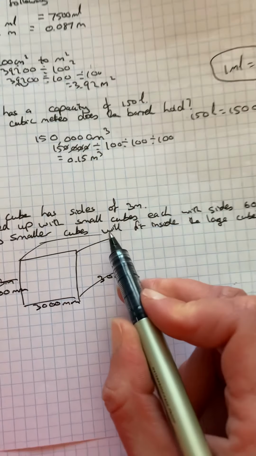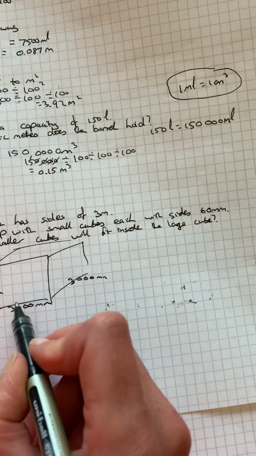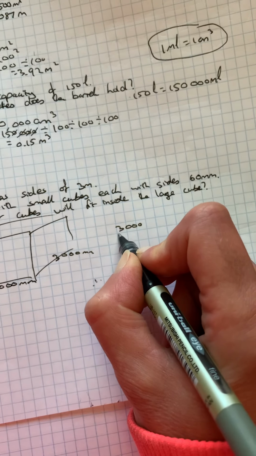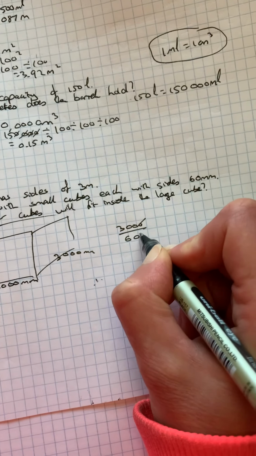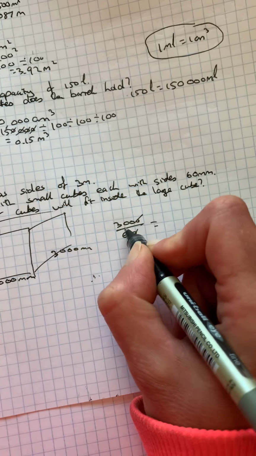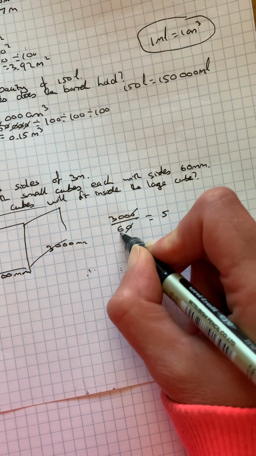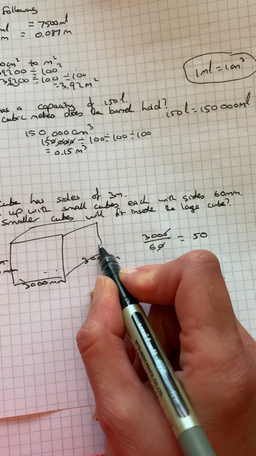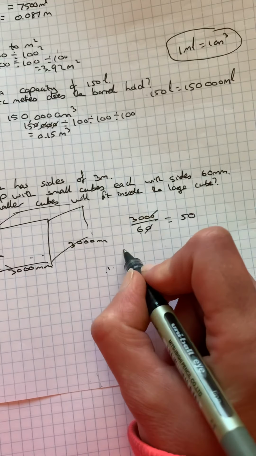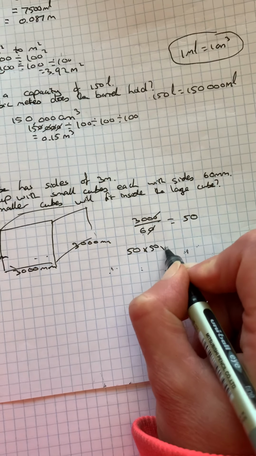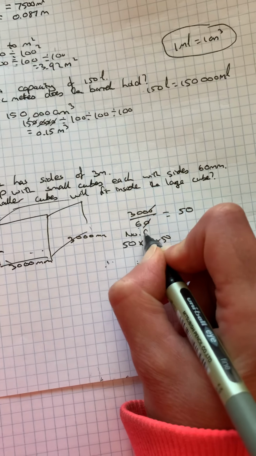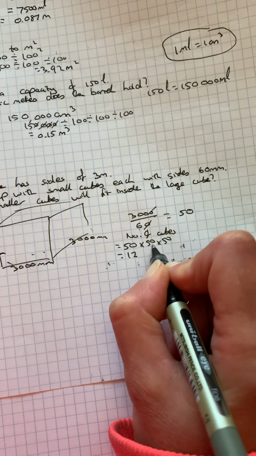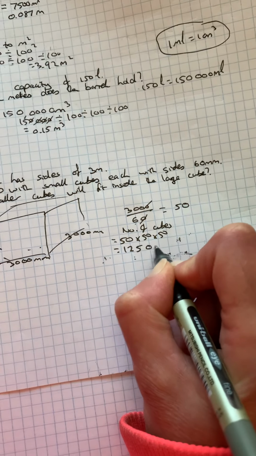Each of these small cubes has size 60. So I want to see how many I can fit along the way. If I take my 3,000 and divide it by 60, take a naught off, 300 divided by 6, well, 30 divided by 6 is 5, and then naught divided by 6 is 0. So I can fit 50 cubes along the bottom, 50 cubes along the side, and 50 cubes up the height. So the number of cubes is 50 times 50 times 50, 25 times 5 is 125, 0, 0, 0.